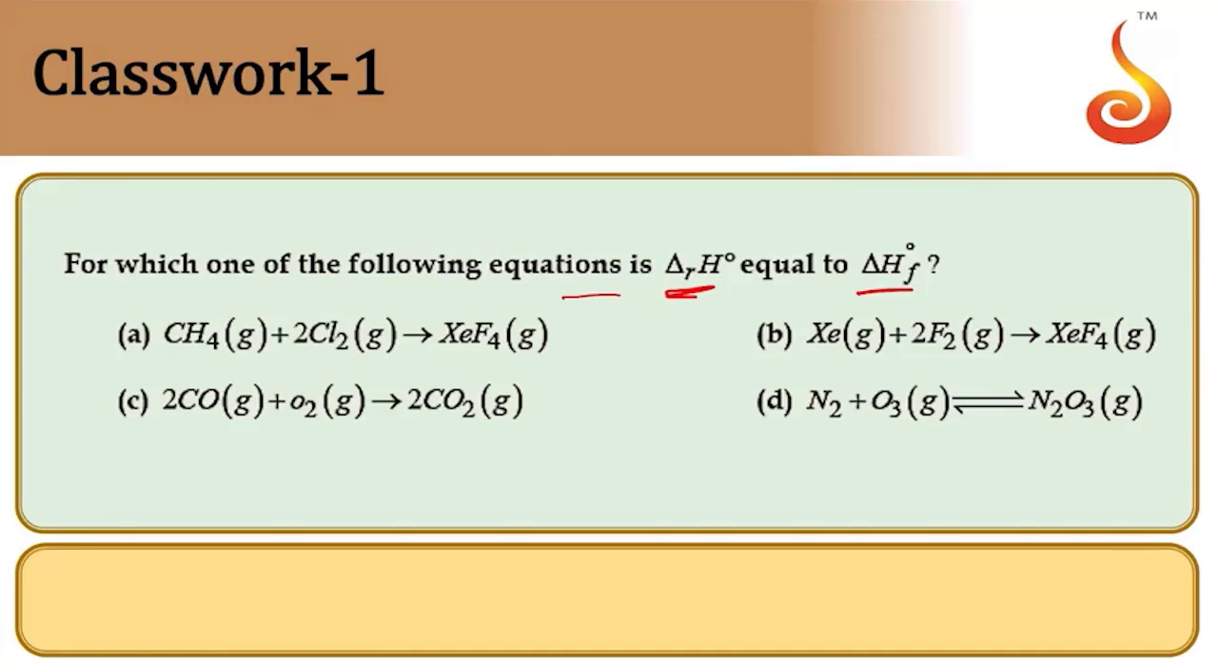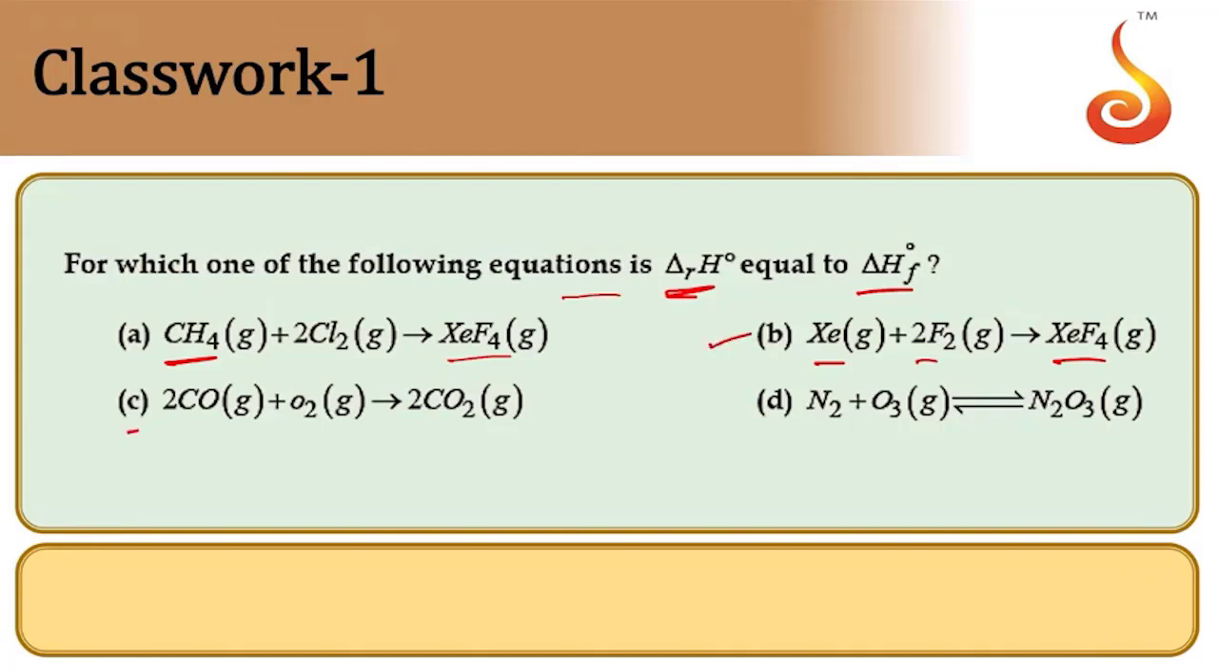Heat of formation means 1 mole of compound must form from constituent elements. Now, when you take option A, these are not constituent elements here. Option B, these are all constituent elements only. So, option B is correct.